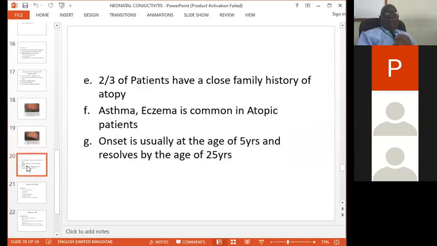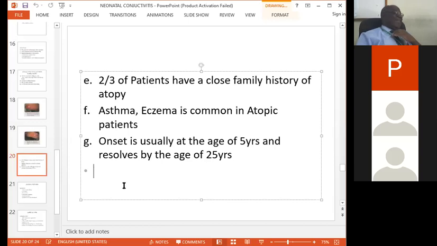Two-thirds of the patients have a close family history of atopy. Asthma and eczema are common in atopic patients. Onset is usually at the age of 5 years and it resolves by the age of 25. By the time this young man is considering marriage at 25, the allergy is gone, thank God. He can't be chased away by a lady.